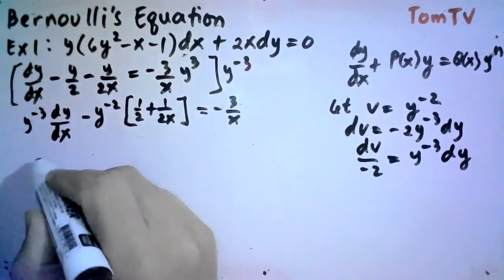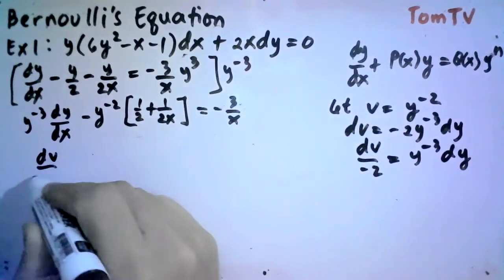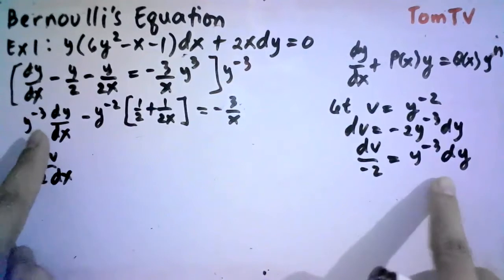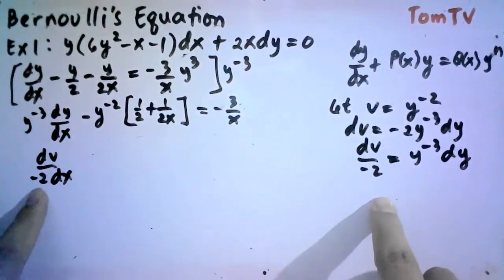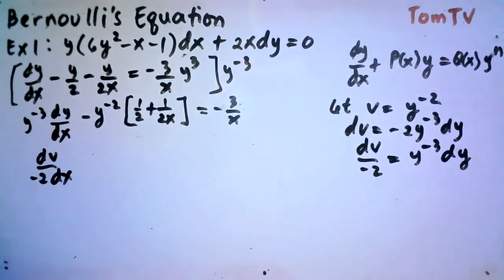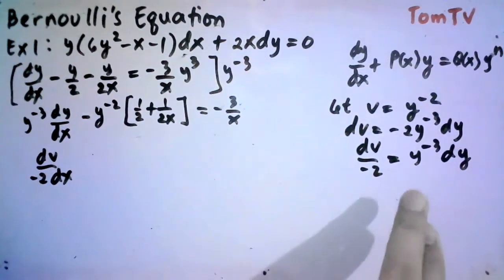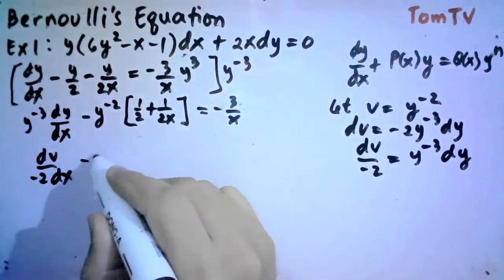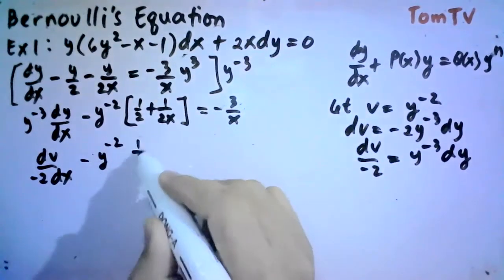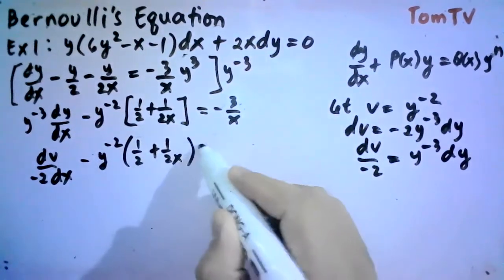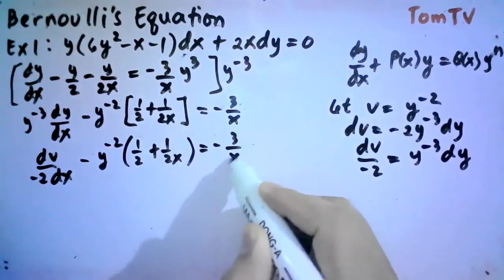So we will write dv over -2 and then dx. Okay, we substitute y^-3 dy as dv over -2. And for this case, we have substituted already. So for this case, we will just copy this part, minus y^-2 times 1/2 plus 1 over 2x equals -3 over x.